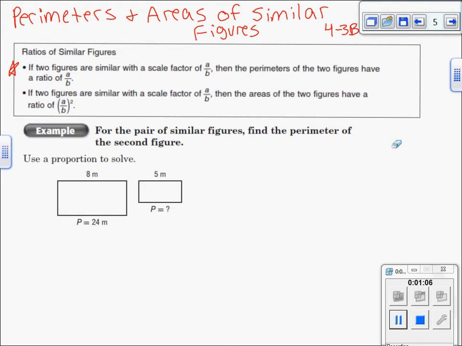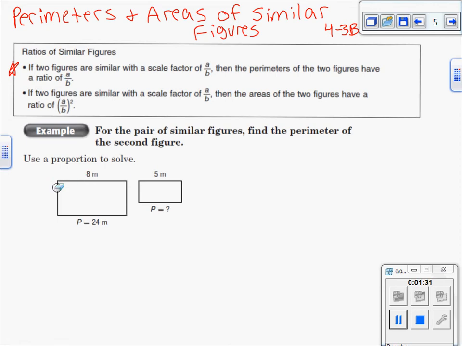When they say ratio of A over B and the scale factor of A over B, they're talking about the same thing. Remember, scale factor is a ratio, and a ratio we can usually use as a fraction. Scale factor is a fraction just with no units of measure, and it's been simplified. So they're saying if the ratio of the sides is A to B, the ratio of the perimeters will also be A to B. But that kind of makes sense.